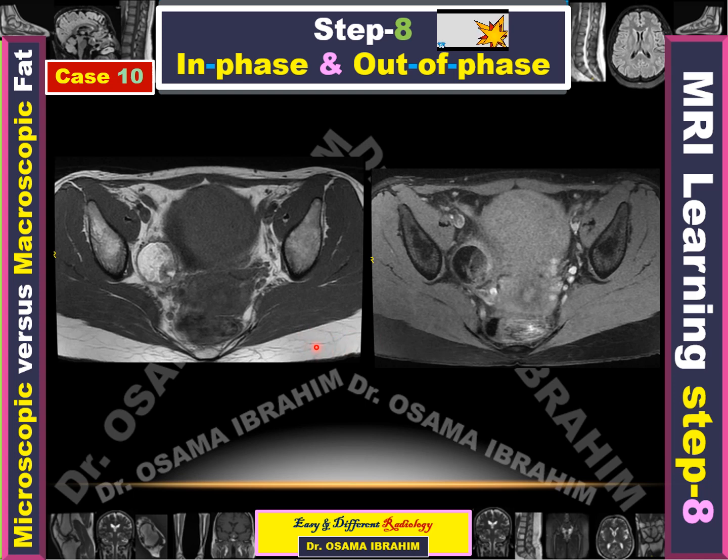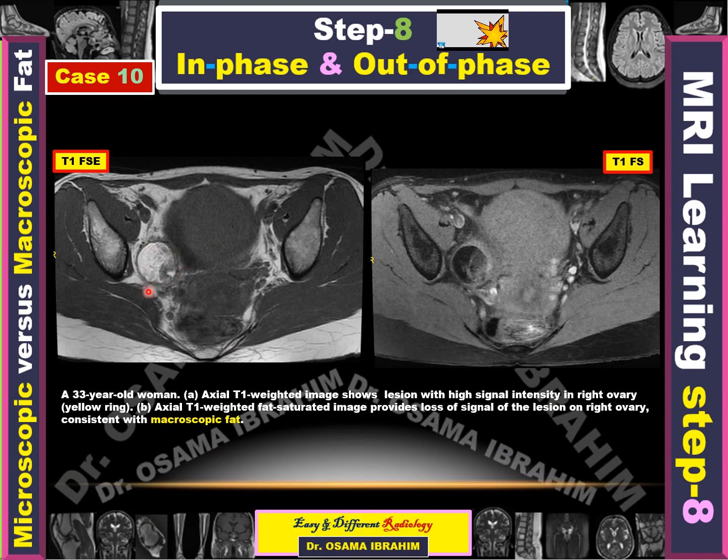This is subcutaneous fat, so this is T1. And this is subcutaneous fat suppressed, so this is fat suppression. Where is the lesion? This is the lesion which appeared high signal and is suppressed in the T1 fat suppression, so it represents macroscopic fat, a macroscopic fatty lesion.